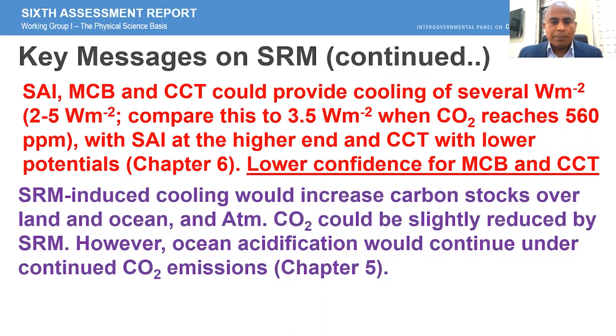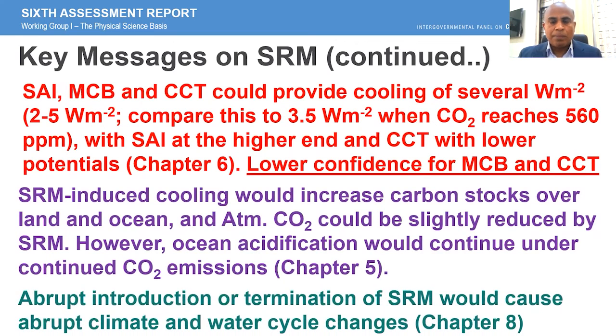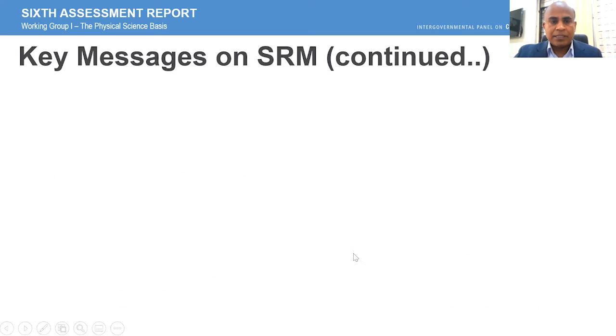And here is a message from chapter 5. If you remember, SRM causes cooling. Because of this, more carbon can be stored in the atmosphere and the ocean. And because of that, atmospheric CO2 could be slightly reduced by SRM. However, because this CO2 change is very, very little, the ocean acidification problem would continue under continued CO2 emissions. And here is a final message from chapter 8. It says that the abrupt introduction or termination of SRM would cause abrupt climate and water cycle changes.